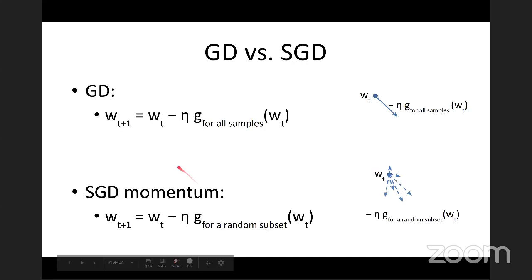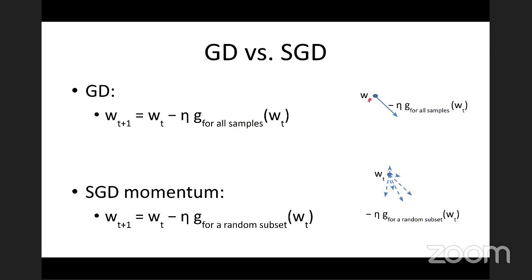All right. So now let's look at gradient descent and gradient descent with momentum. Let's say you are doing gradient descent. Your weight update at t+1 would be the previous weight minus eta times the gradient over all samples at that particular weight.